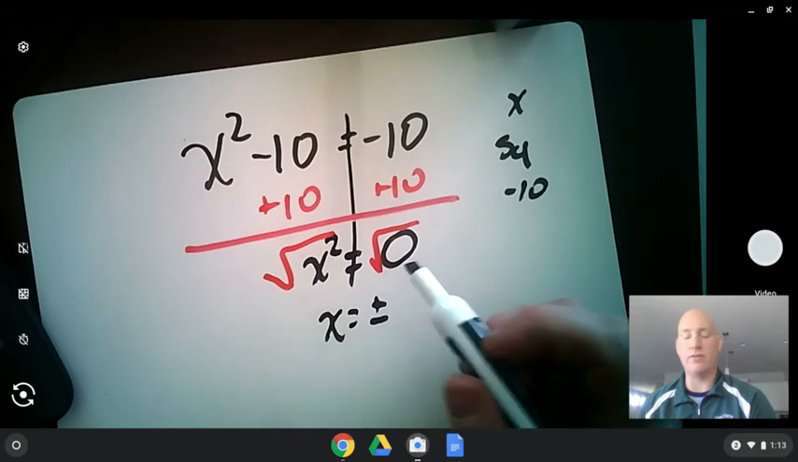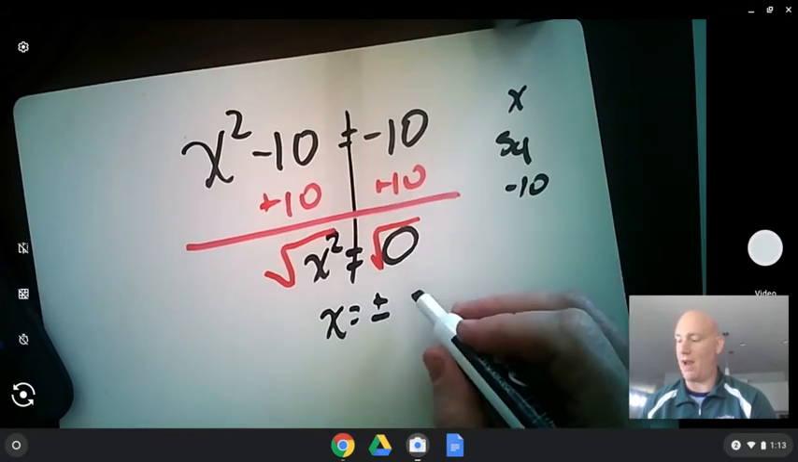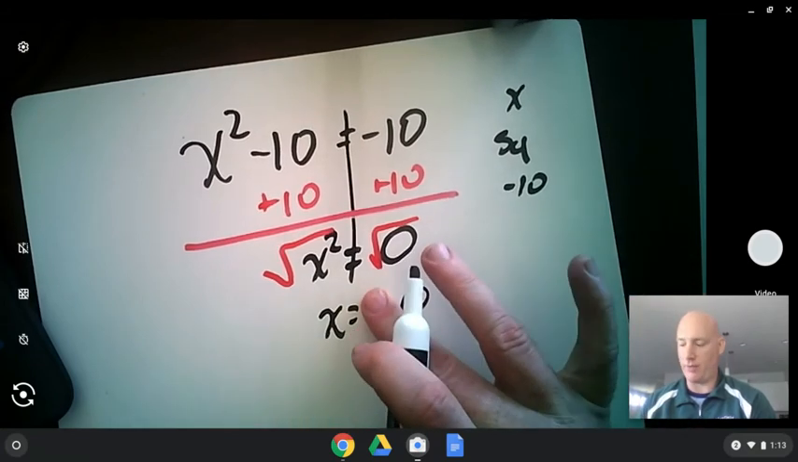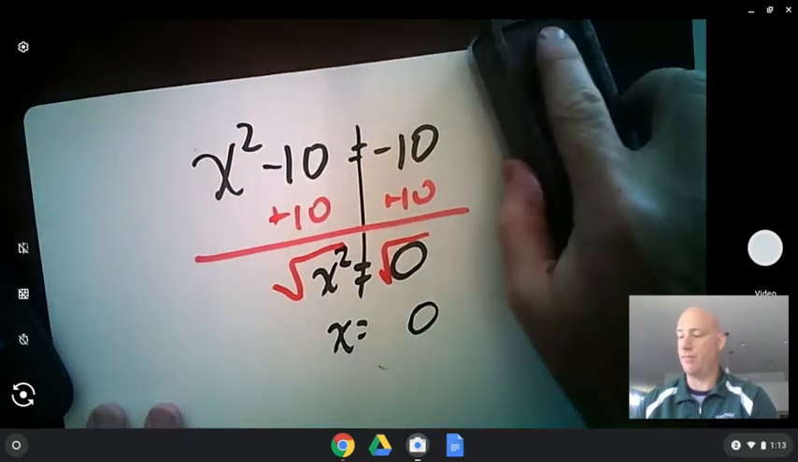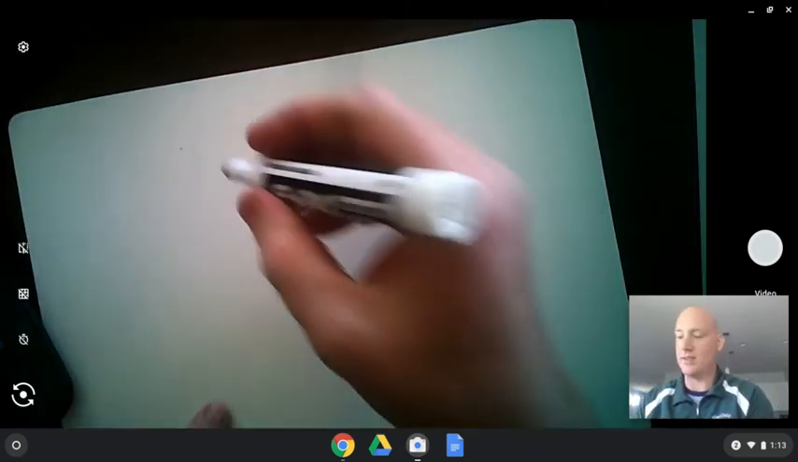The square root of 0 is 0, and plus or minus 0 is 0, so you don't even have to write that. So x equals 0. Okay, that takes us through example 1B. Now let's look at example 1C.